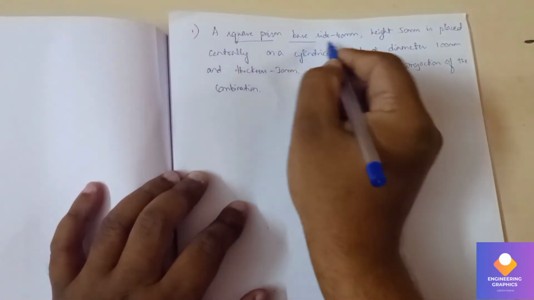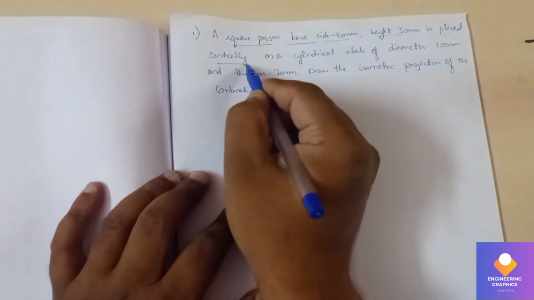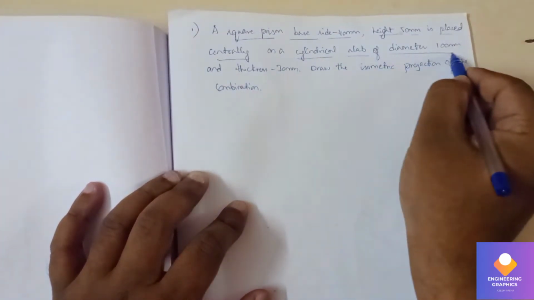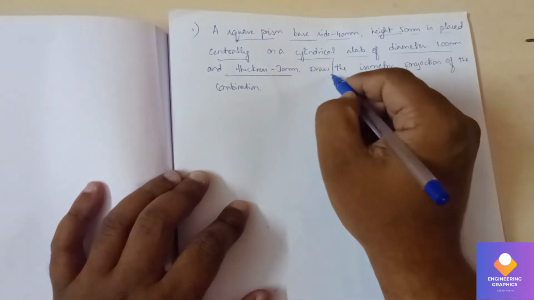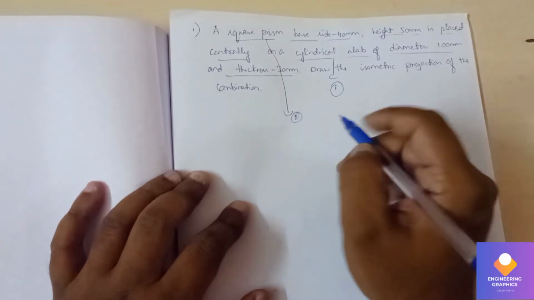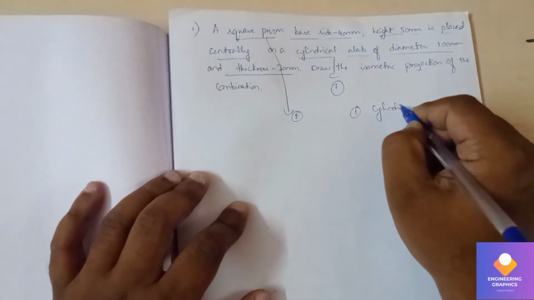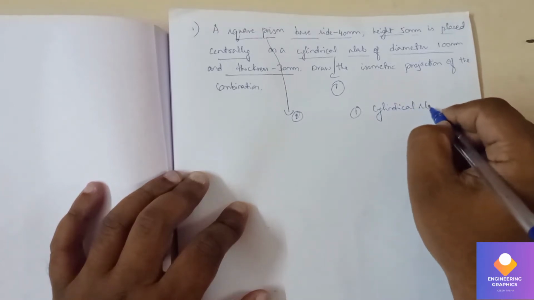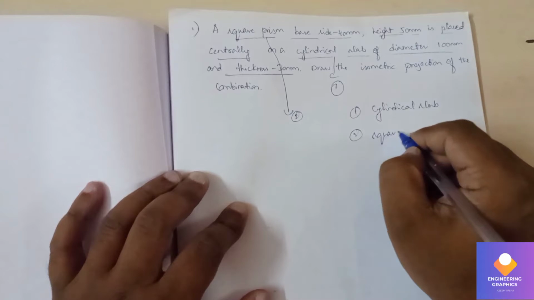Square prism of base side 40 mm and height 50 mm is placed centrally on a cylindrical slab of diameter 100 mm and thickness 30 mm. So here first we should construct a cylindrical slab. That's why given number 1, cylindrical slab. First we have to construct. Okay. Second thing, we should construct above of it, that is a square prism.